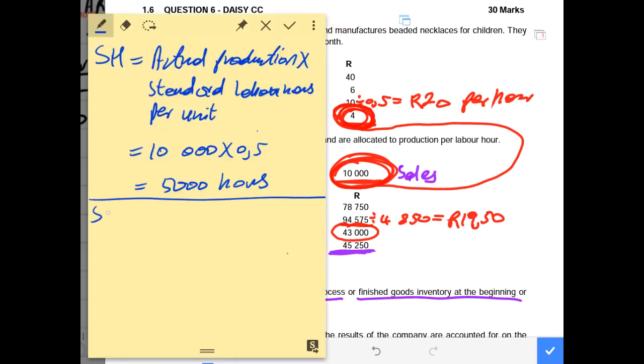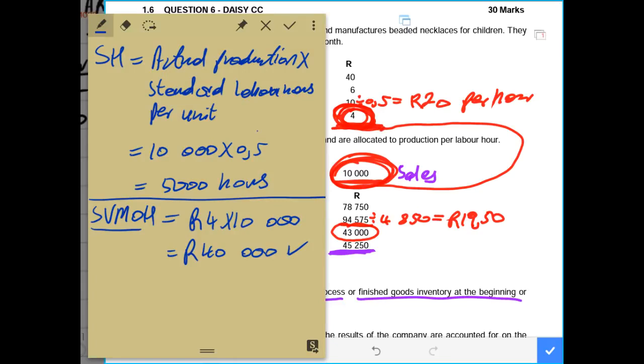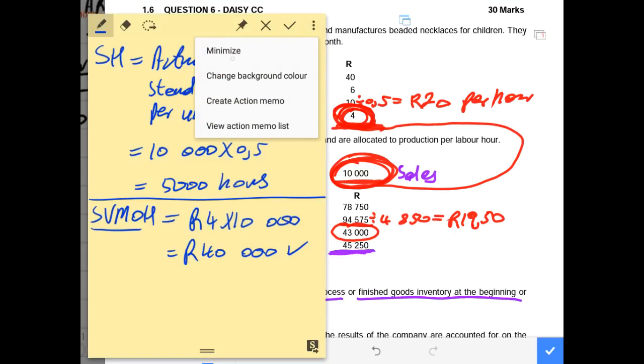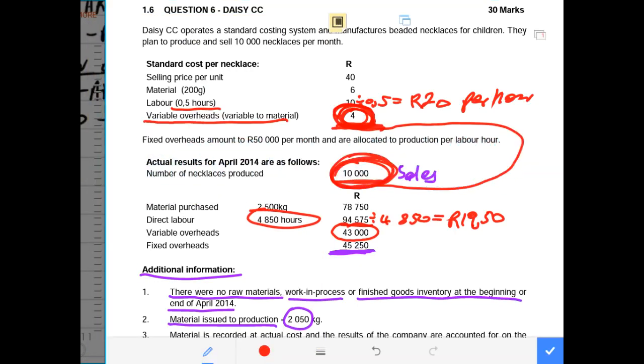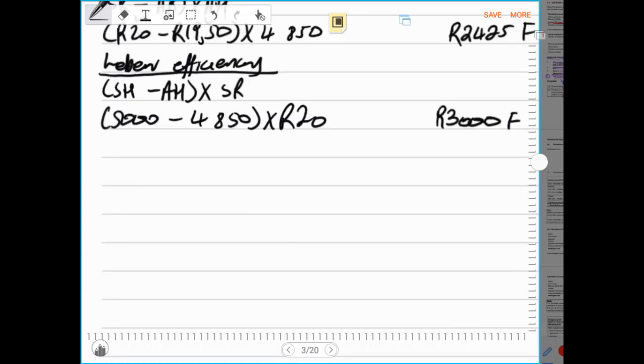So now our standard variable manufacturing overheads will be equal to 4 rand times 10,000, so our standard cost of variable overheads will be 40,000 rands. Meaning we were supposed to have incurred 40,000 based on that 4 rand per unit. So our standard is less than the actual, and the variance becomes unfavorable because we actually incurred more than we were supposed to, if the variable cost per unit was as we anticipated, 4 rand per unit.